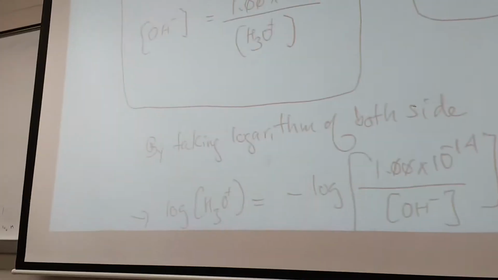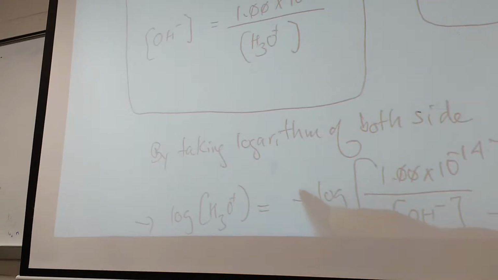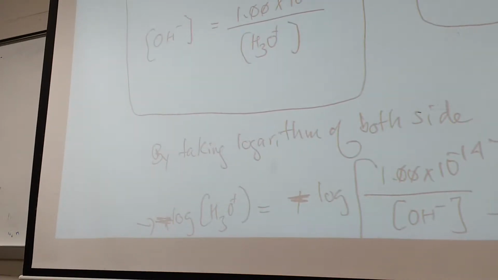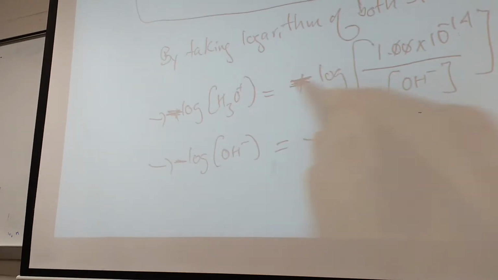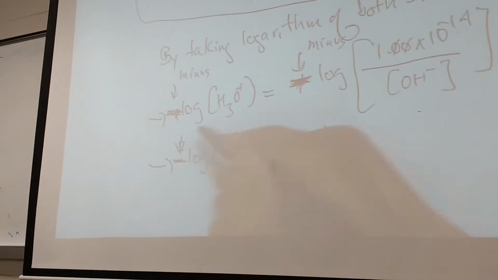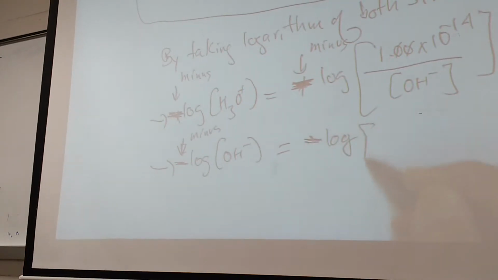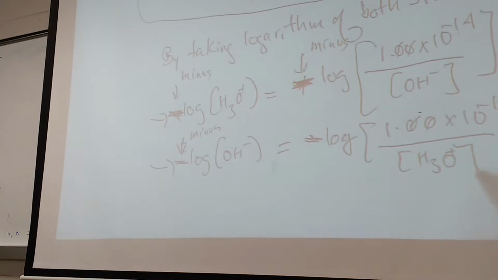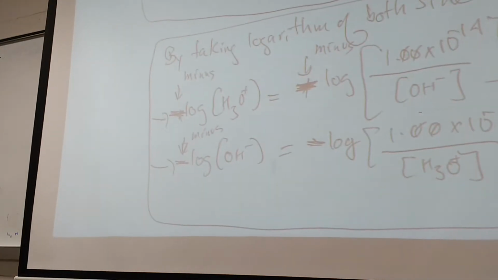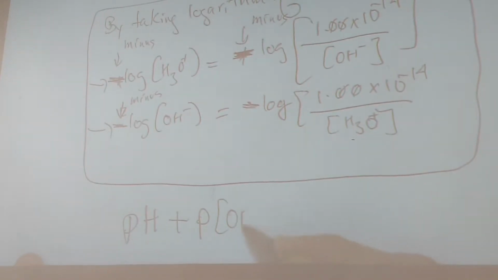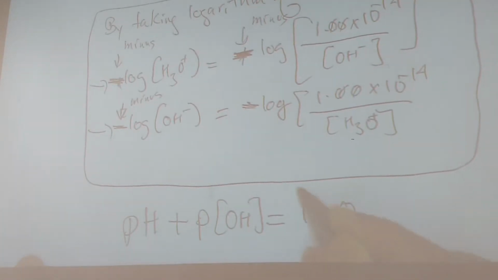And the other one, log OH⁻. I'm taking the minus log of both sides, minus log and minus log here, and log of 1.00 × 10^-14 divided by H3O⁺, correct? So out of this I'm getting a very good relationship, which says the pH plus the pOH equals 14.0. That's another law to be memorized.